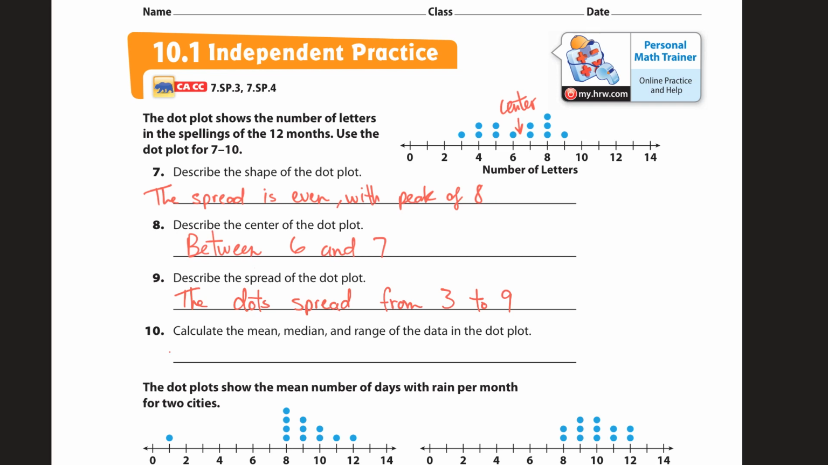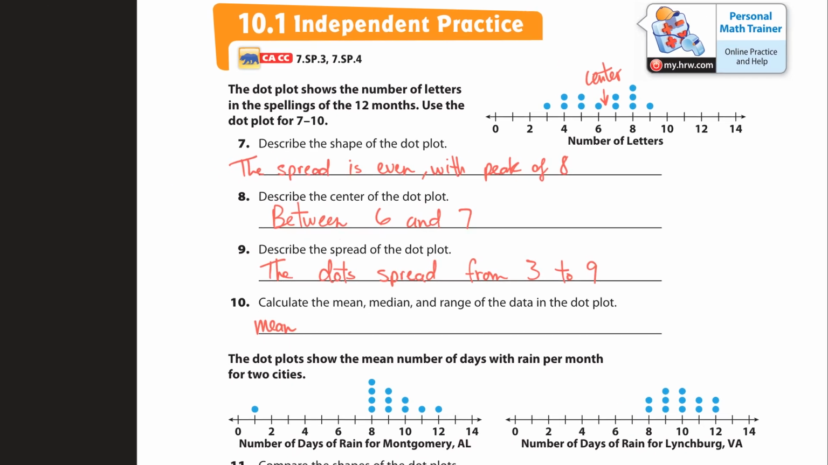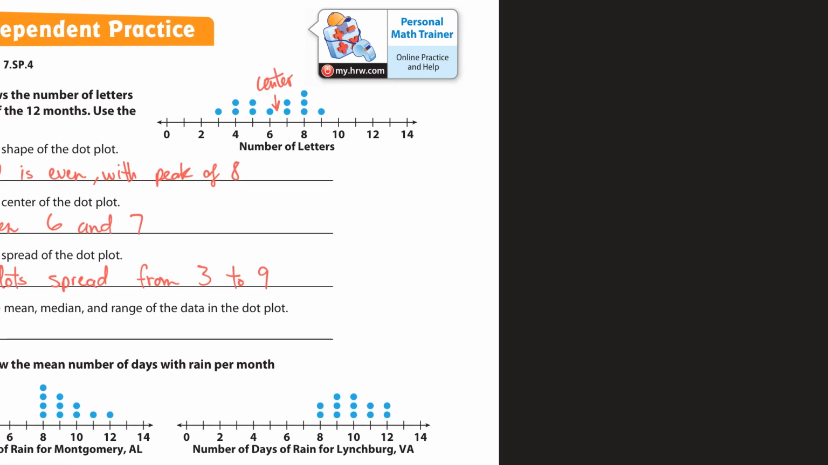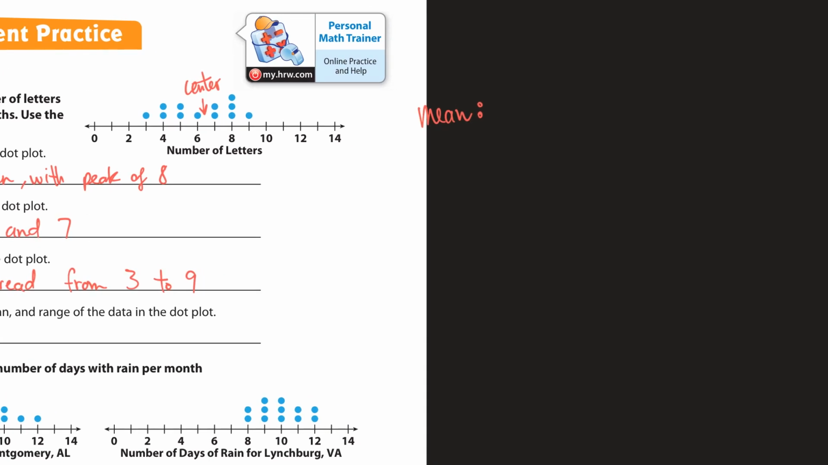Calculate the mean, median, and range of the data. Okay, so the mean. I'm going to do this over here so I can still see the dots. So let's go mean. That is all the dots. So I have values of 3, 4, 4, 5, 5, 6, 7, 7, 8, 8, 8, 9.